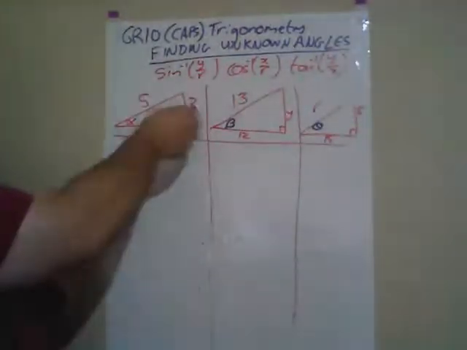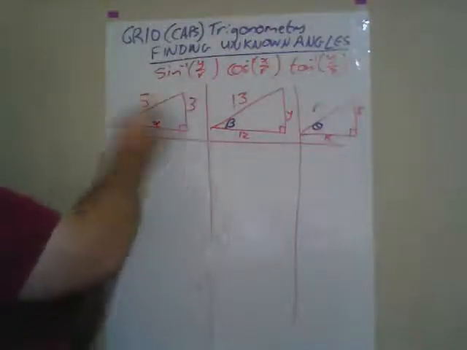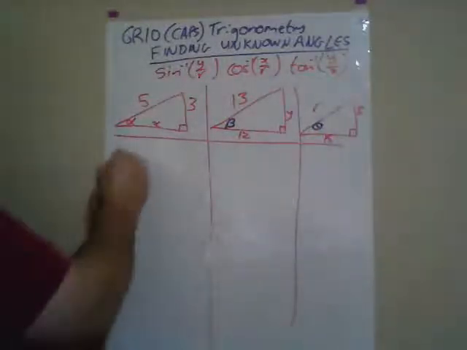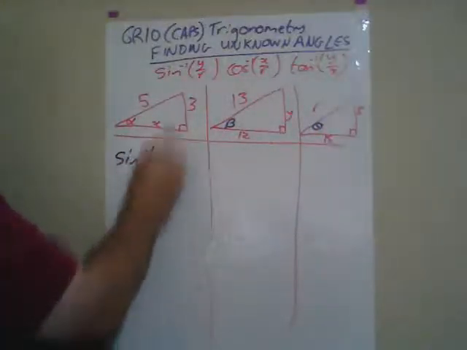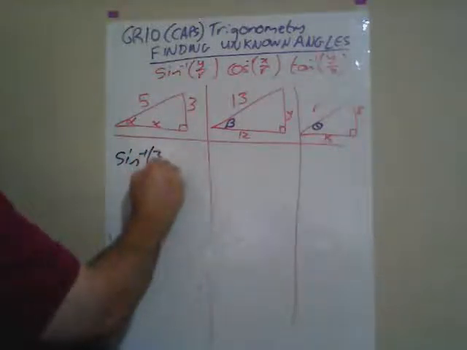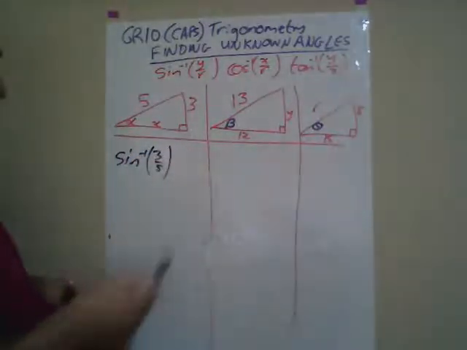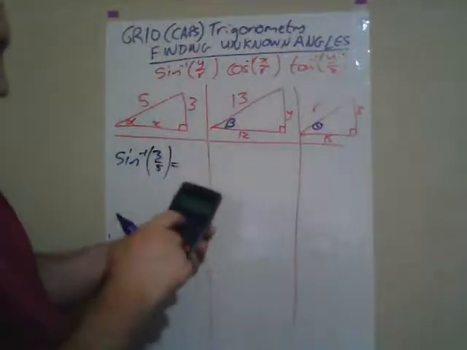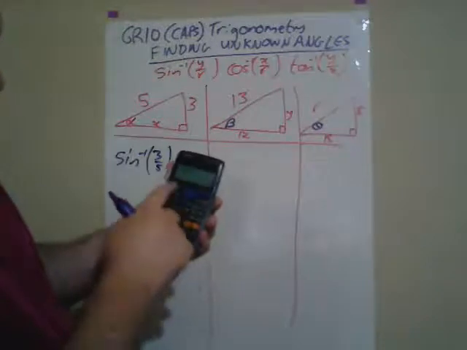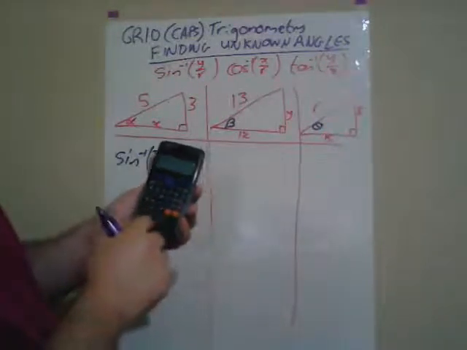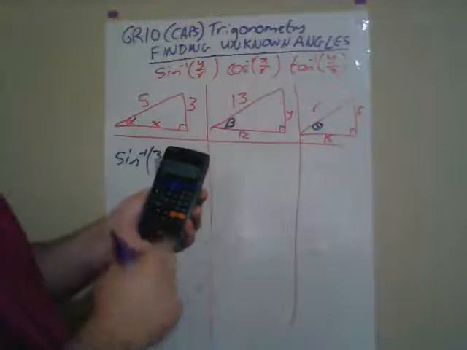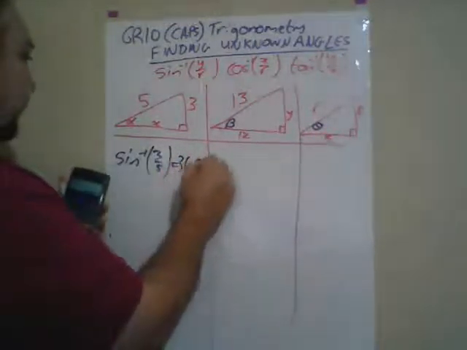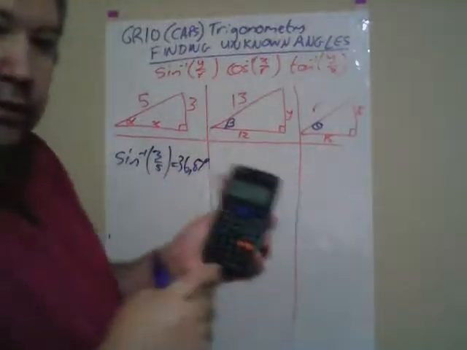So we have the opposite side, the y, and the hypotenuse, so we can use sine inverse of 3/5, which will give us, on the calculator, shift sin 3/5, and that gives us 36.87 degrees.